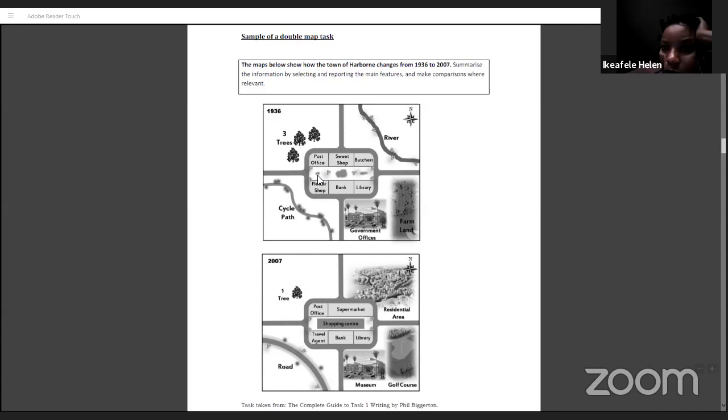From every look of things, I have picked every part of this graph and I have picked one thing and used it as an overall statement. Beginning from the trees to the river changed to residential area, I talked about the farmland and the government offices that have been converted into a museum and the erection of a golf course. I've talked about this shopping center in the middle of the town, and the road that was constructed from the circle path that was there before.